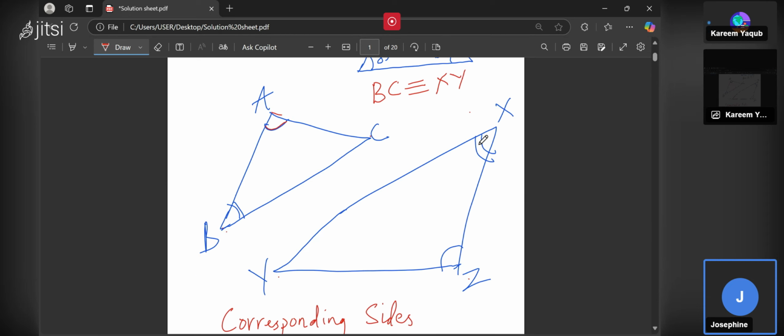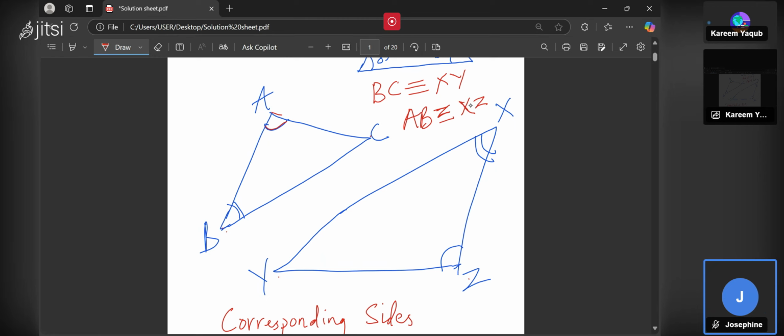BC corresponds to XY. So the last one is AB. AB corresponds to which side on the other shape? Look at it very well. AB has 2, 1, 2. Which one has 1, 2? XZ. Good. That is XZ. So that's how you identify.